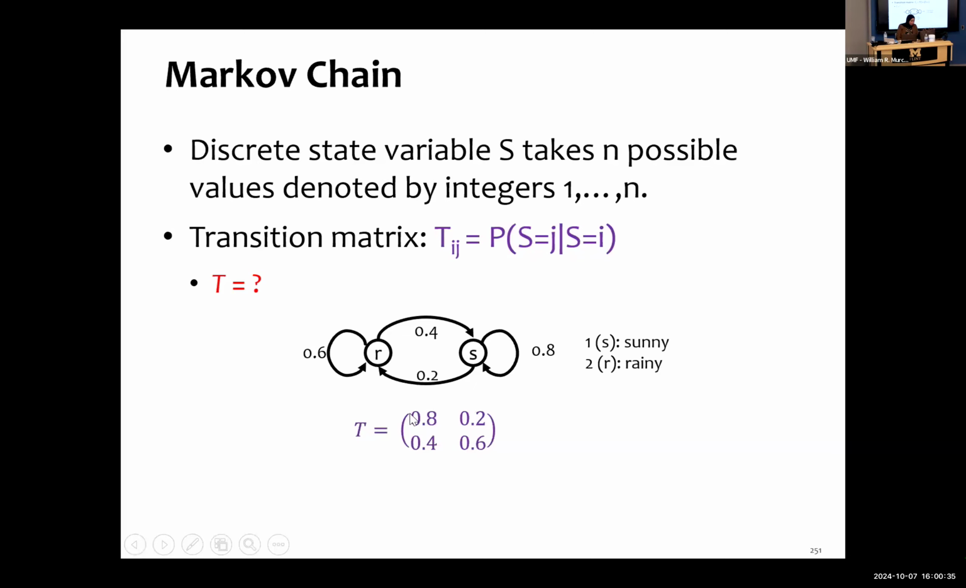Then sunny, and from sunny we go to rainy, it's 0.2. Then here we have the rainy. So rainy, and we go to sunny, it's 0.4. And if it's rainy and it remains rainy, it is 0.6. It's just a way to represent this same information with a different mathematical representation. Okay, is that clear? So this is a key concept.